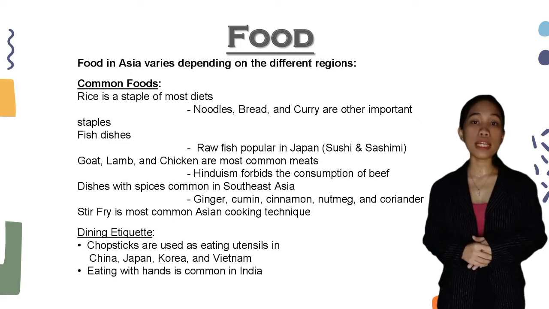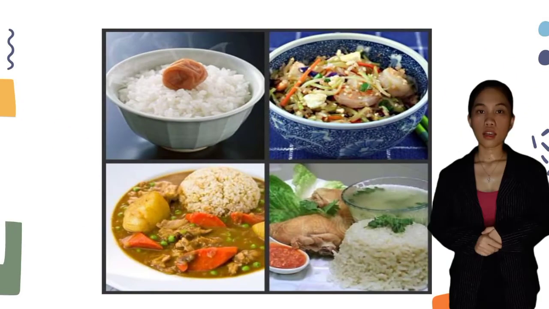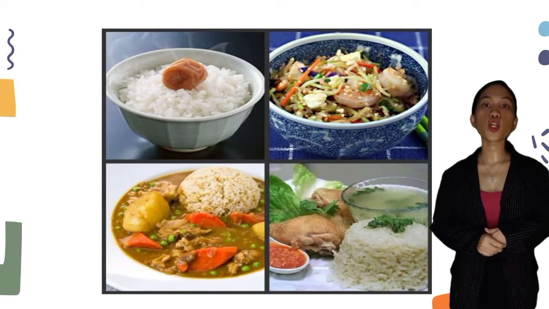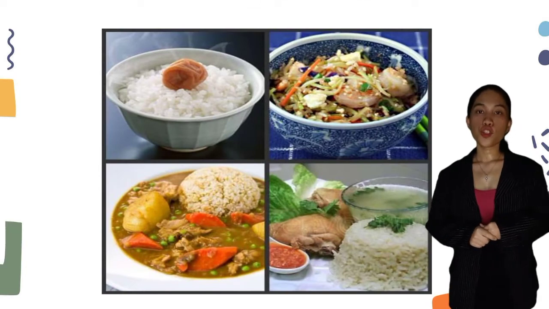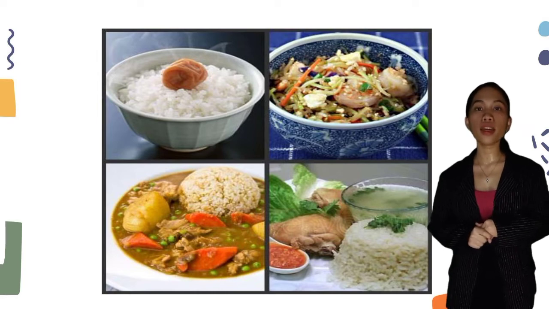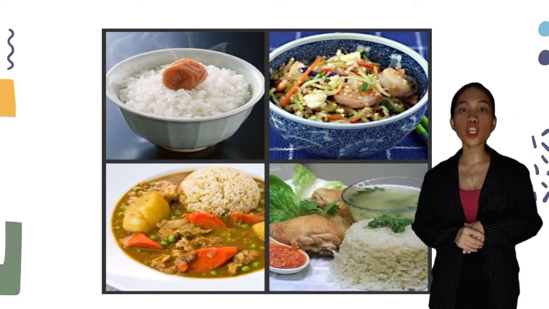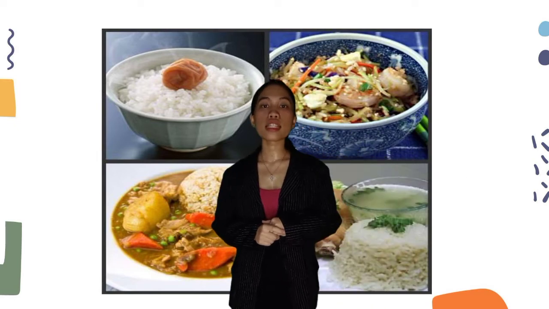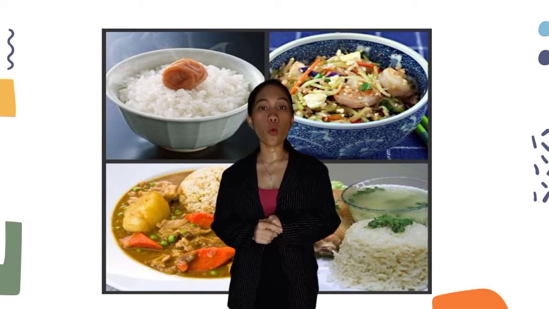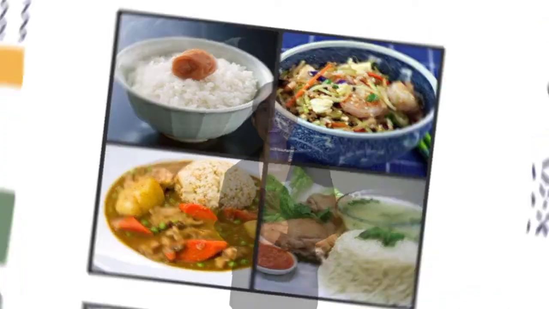Beef is forbidden in Hinduism. Spice-based dishes are common in Southeast Asia. Ginger, cumin, cinnamon, nutmeg, and coriander are some of the spices used in the dishes. The most prevalent Asian cooking method is stir frying. Etiquette in the dining room: in China, Japan, Korea, and Vietnam, chopsticks are used to eat. In India, eating with one hand is a common practice.